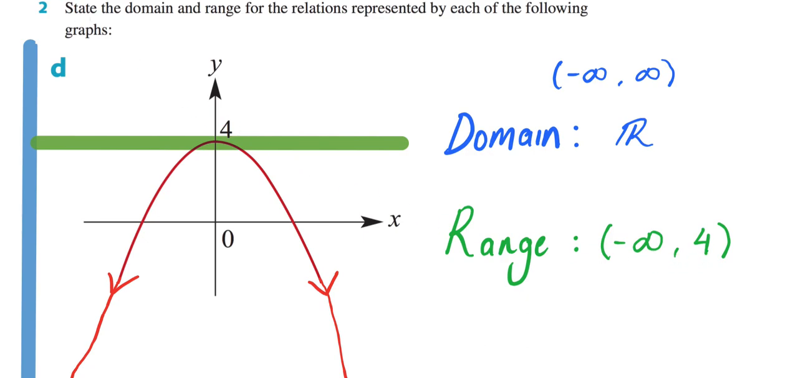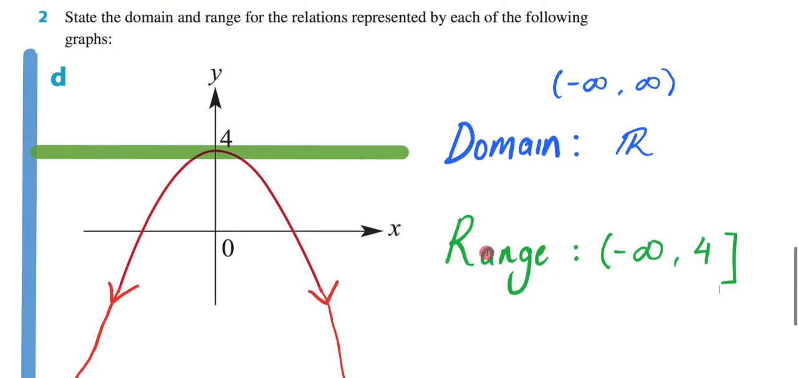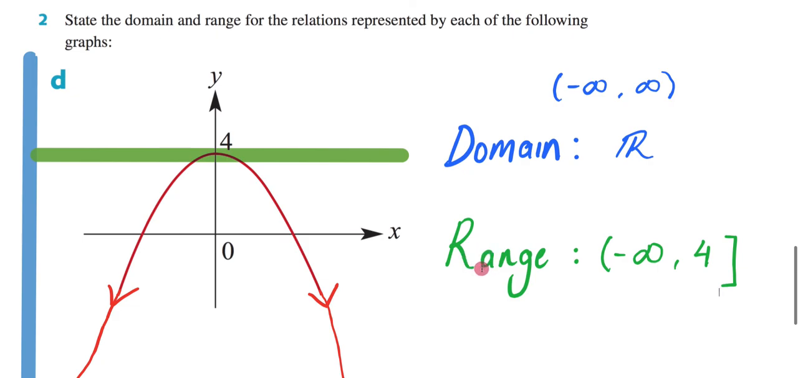And I've just realized I've made a little mistake. This shouldn't be a circle bracket or a round bracket. It should be a square bracket, because I'm including that 4. There you go. A bit of on-the-spot maths there. Hopefully this video was useful to you in answering question 2d.